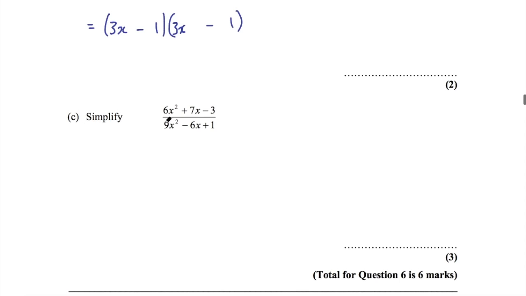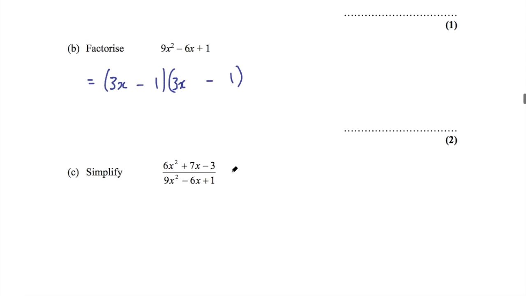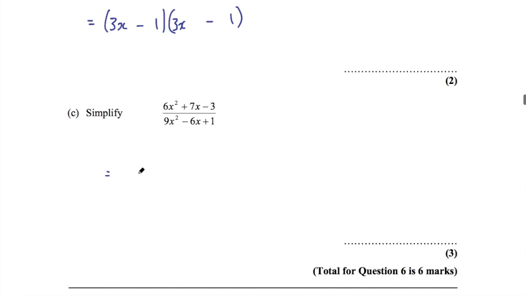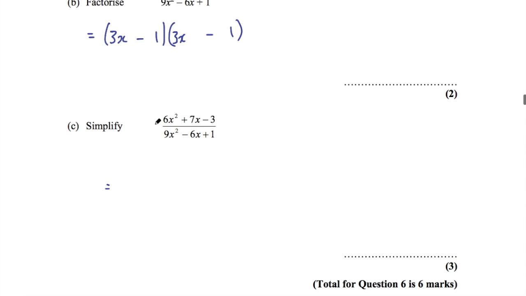And then part C says simplify 6x squared plus 7x minus 3 divided by 9x squared minus 6x plus 1. And you'll notice that denominator there is the same as part B. So we've already factorized the denominator, we just have to factorize the numerator. Firstly, the coefficient of x squared is 6. So two factors of 6 are 2 and 3.